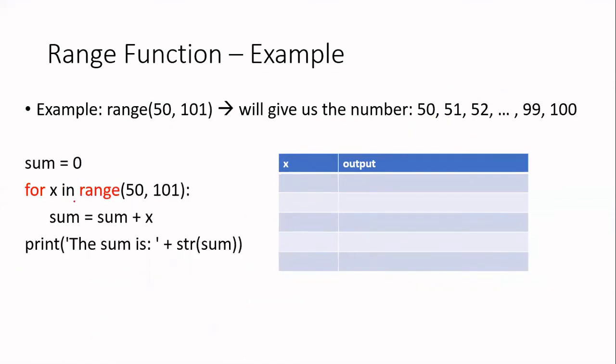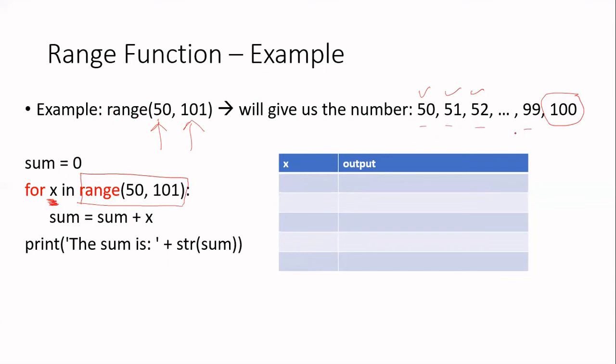Let's look at another example. Here we've got a range 50, 101. That's straightforward. You should know it by now. It's going to start at 50, 51, 52, and it's going to stop at 100. And when you run a for loop with that type of a range, this loop counter x is going to take on all of these values.